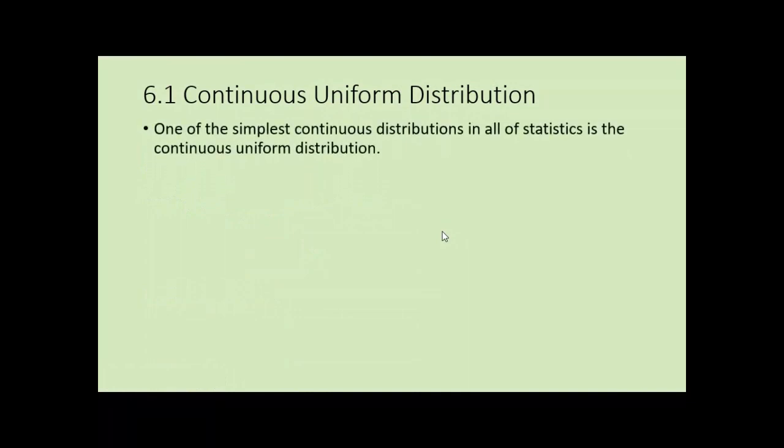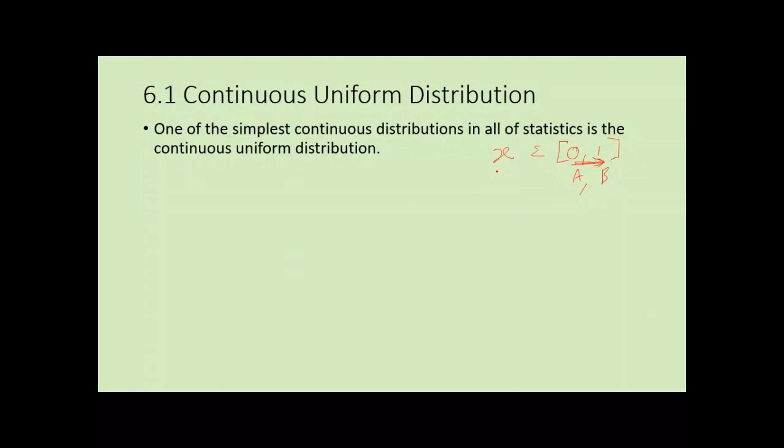Continuous uniform distribution. One of the simplest continuous distributions in all of statistics is the continuous uniform. So when the random variable takes any value in an interval, when you know that x is a random variable and it falls between 0 and 1 or a to b, whatever the interval, we know that x takes every value between them continuously. It's not discrete, isn't it?